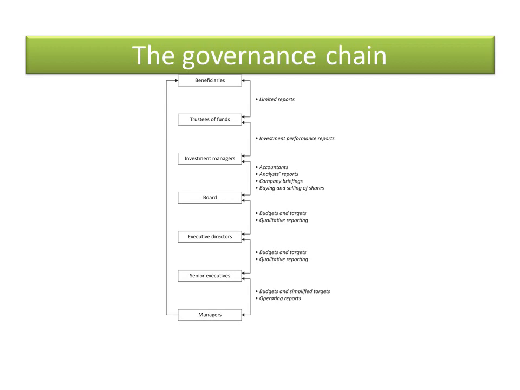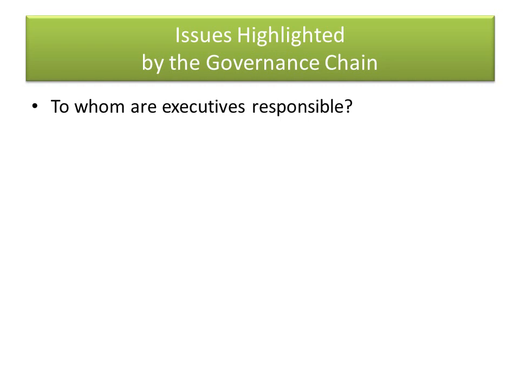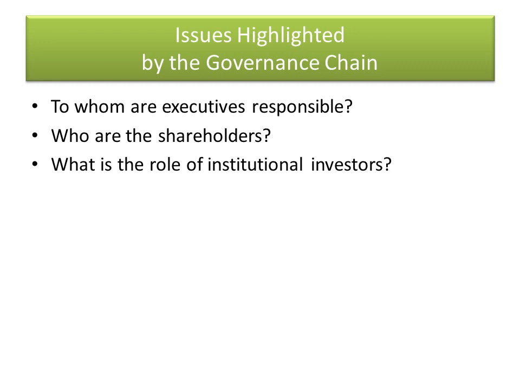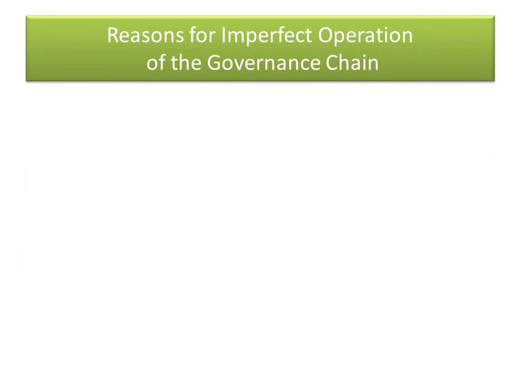So there is a governance chain in all organisations. The governance chain highlights to whom the executives are responsible, who the shareholders are, what the role of the investors is, and what means of scrutiny exist.